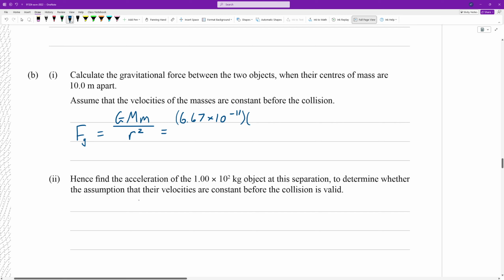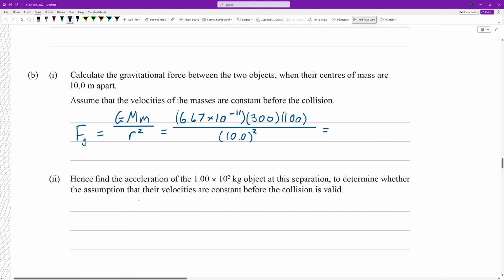Capital M and lowercase m, these are the two different masses. In every case, it doesn't matter which order you put. Conventionally, capital M is the larger mass. So I'll put the 300 kg object times the 100 kg object. And that is all over the distance between them, 10 meters, and that is squared. So don't forget to square it.